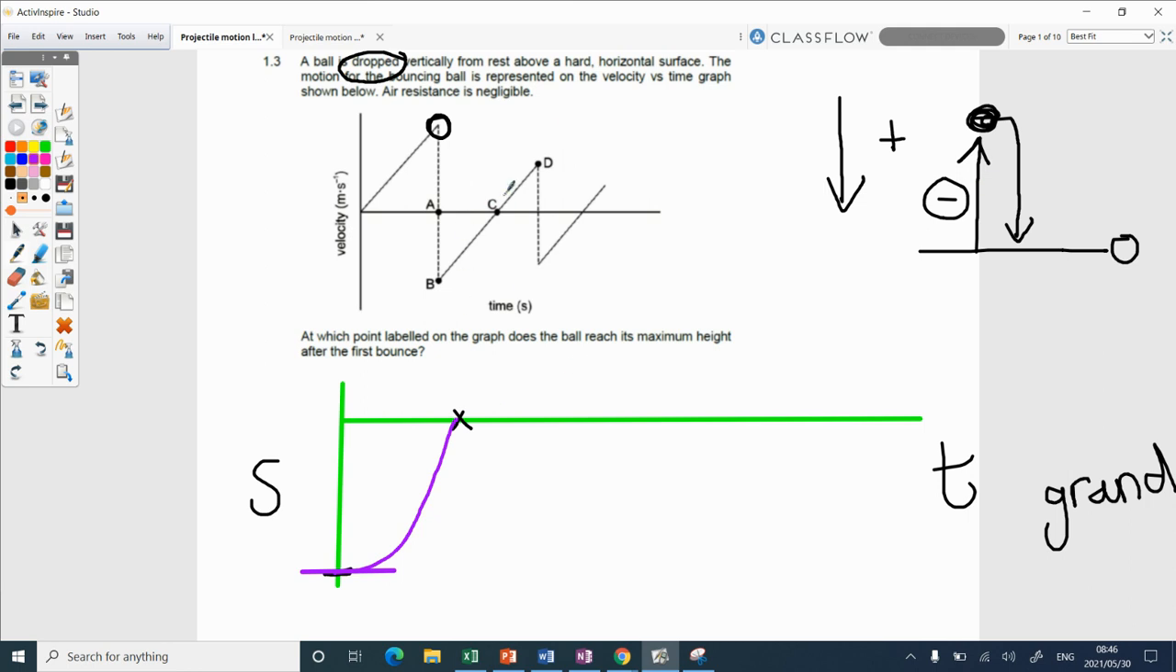Negative. And when it hits C, where is it? What is the gradient? The gradient is 0. The velocity is 0. So you know it's going to go into a flat line again. And now you can do this again.